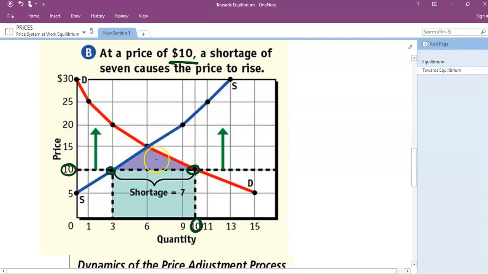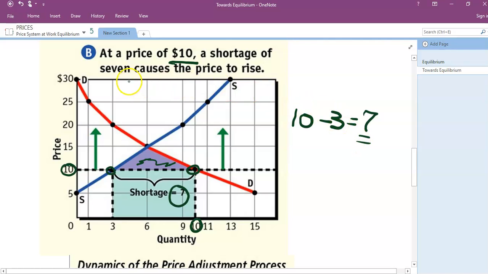And so then what happens is that this area shaded here in purple, all of this, represents the area of shortage at a price of $10. How do we figure this amount? How do we get 7? Well, the quantity demanded is 10. The amount of supply is only 3. So 10 minus 3 equals 7. So that is the shortage.